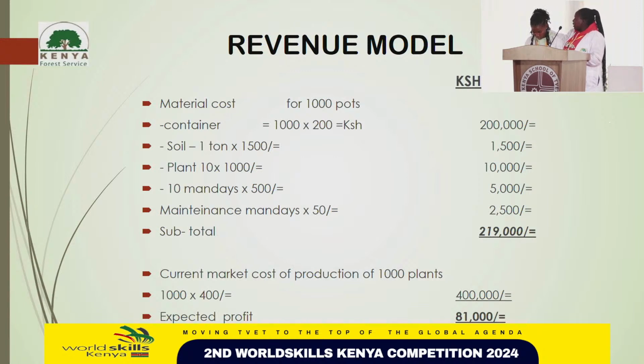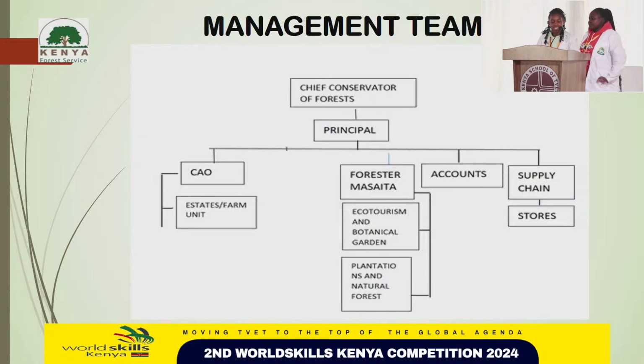But the current market cost of the production of 1,000 plants, right now it is sold at 400. So we calculated, and their total came to 400. And seeing our subtotal there is 219, our expected profit is 81,000. Thus gives us a profit. Our management team is from the Chief Conservator of Forest, because our school is based on a government institution. Any question?